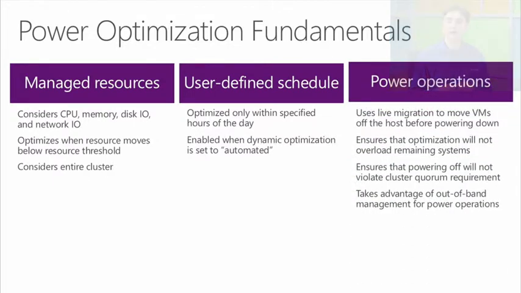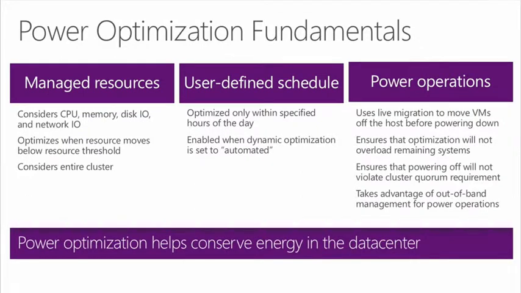And then lastly, I have specific power operations that I can do. So I'm going to use live migration to move virtual machines off of that node. I'm going to ensure that when I move all the virtual machines off of those nodes that I'm going to shut down, I'm not going to overload the remaining systems. I'm going to ensure that the cluster quorum requirements are still kept. In other words, I'm not going to shut down so many servers that I don't have the cluster quorum that I need. And we're going to use the out-of-band management connectivity to the server to be able to enable or disable power optimization. So this allows me to help conserve some of the energy that I've been leveraging inside of the data center.